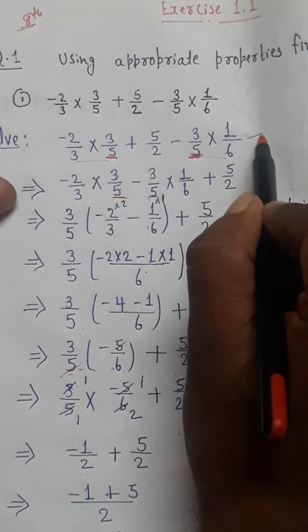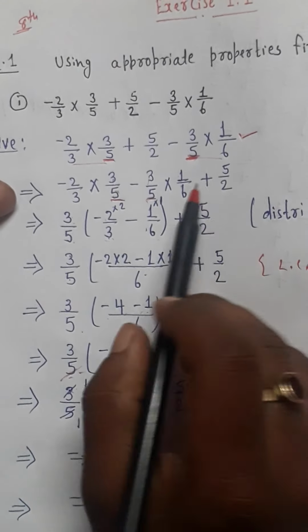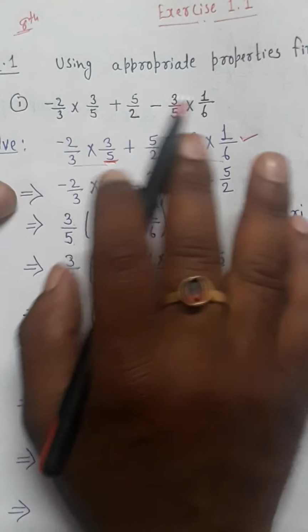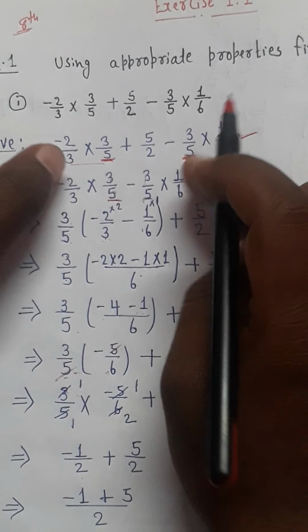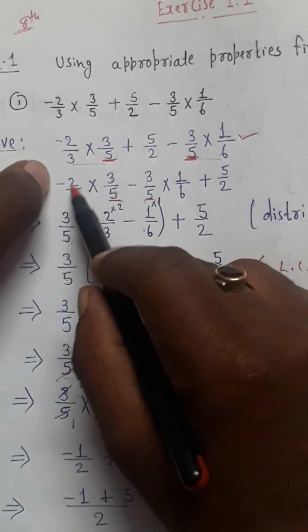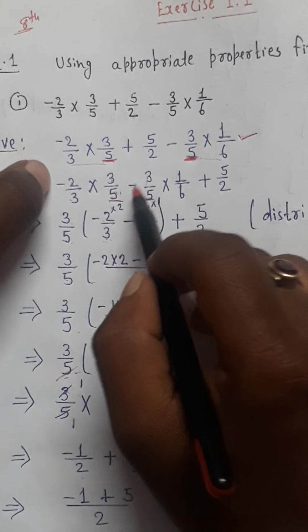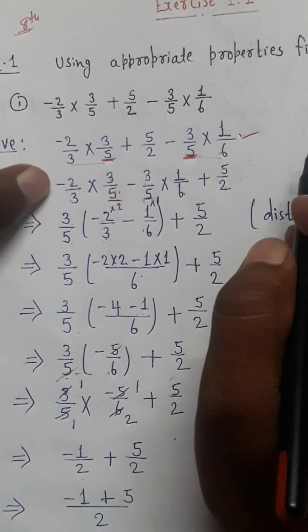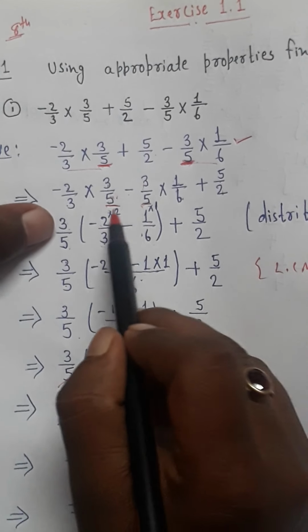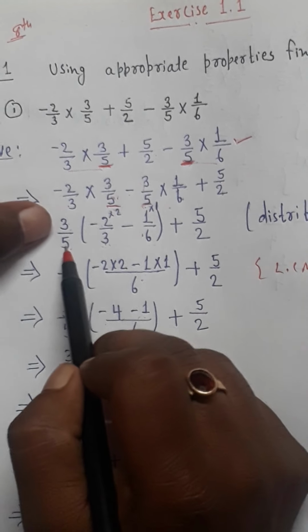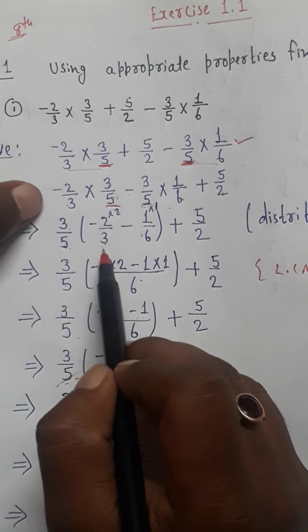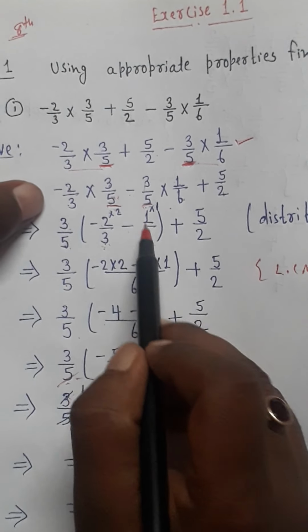I have written this one as it is. Now we are watching that 3 by 5 is there and 3 by 5 is there. दोनों में 3 by 5 है, तो हम क्या करेंगे, इन दोनों टर्म को एक साथ लिख देंगे. तो माइनस 2 by 3 इंटू 3 by 5 माइनस 3 by 5 इंटू 1 by 6 प्लस 5 by 2 will be as it is. Then 3 by 5 and 3 by 5, दोनों में 3 by 5 कॉमन है. Now we have minus 2 by 3 minus 1 by 6.